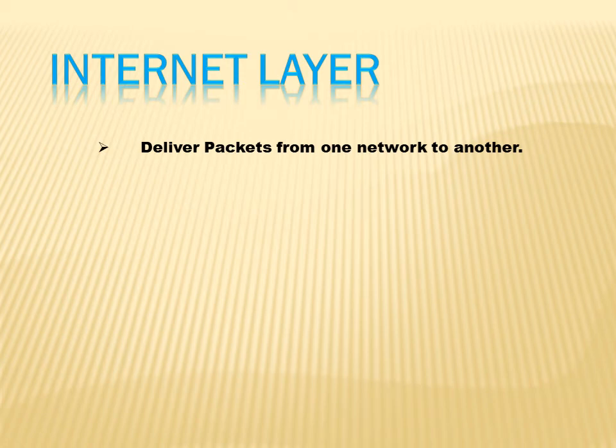The internet layer delivers only the packet of information from one network to another network. The data link layer transfers the information in the form of data, so bit by bit of information is transferred. Then the internet layer delivers packets. A packet means a group of information, so it groups the information and then transfers it to its lower layers.